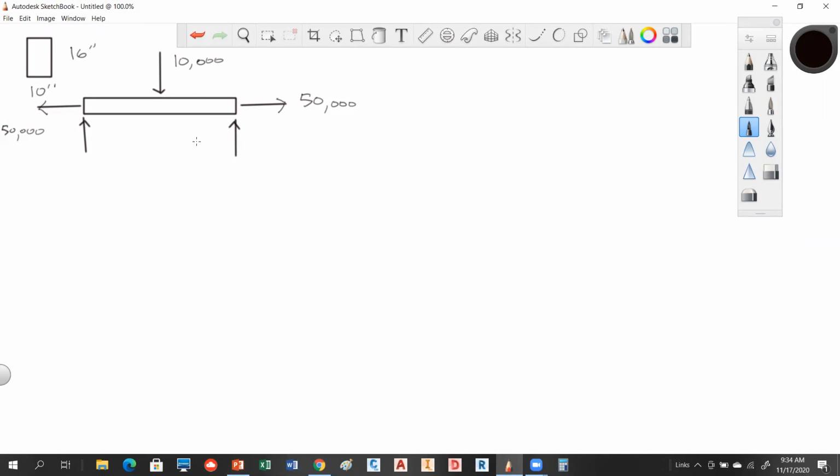Okay, all right, so the first thing we need to do is solve the reactions on this. Does anybody know what the reactions would be on this just by inspection? If this is reaction A and that's reaction B, these just cancel out, right? So sum of forces in X equals 0, correct? What about sum of forces in Y? What's happening here? This is 5 feet, and that's 5 feet.